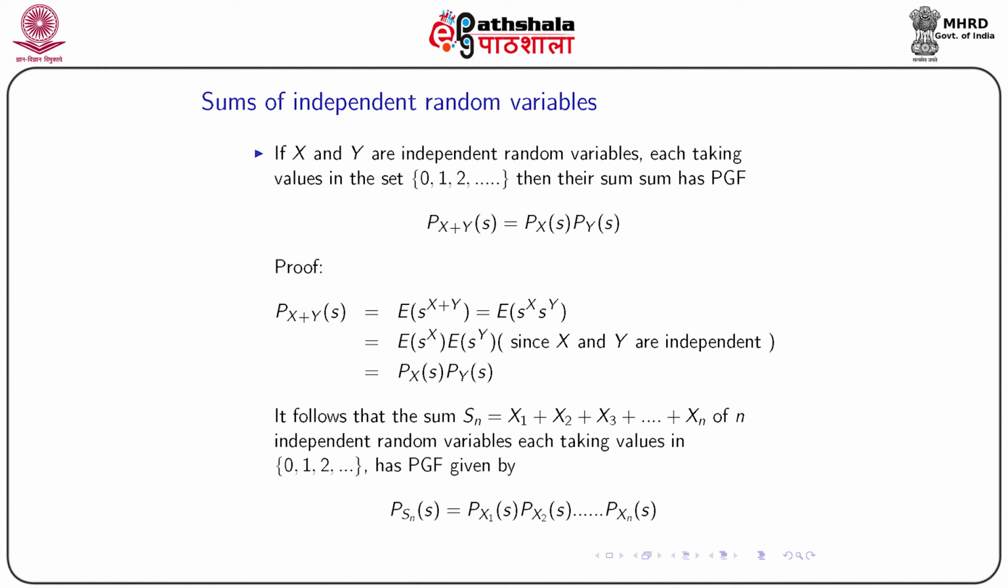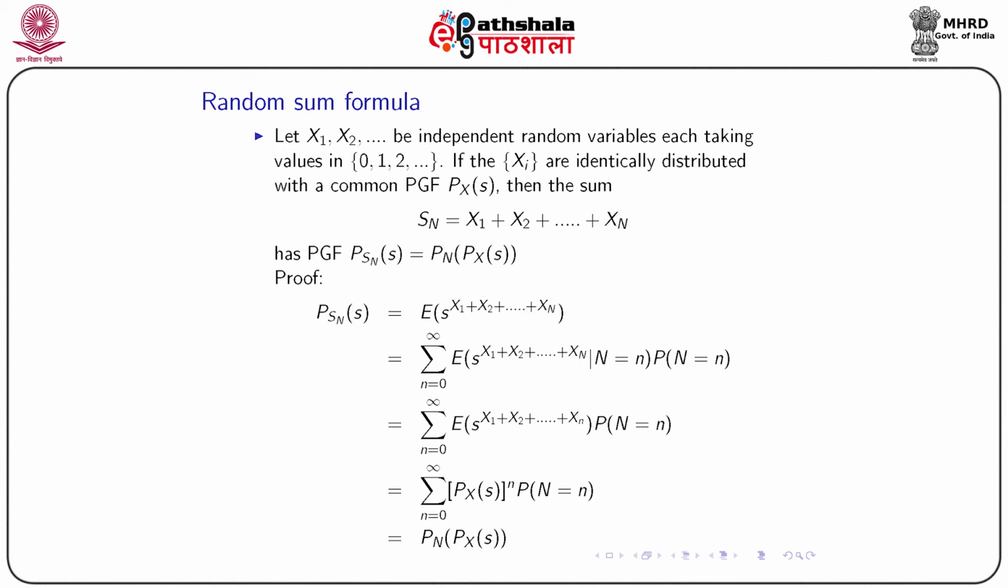So if we extend this concept to n random variables X1, X2, ..., Xn, and we are interested in the distribution of the sum Sn, which is X1 plus X2 plus X3 plus ... plus Xn of n independent random variables, each taking values in the set 0, 1, 2 and so on, then the PGF of Sn, P_{Sn}(s), is nothing but the product of the PGFs of the individual random variables. That means it is the product of P_{X1}(s), P_{X2}(s) and so on, up to P_{Xn}(s).